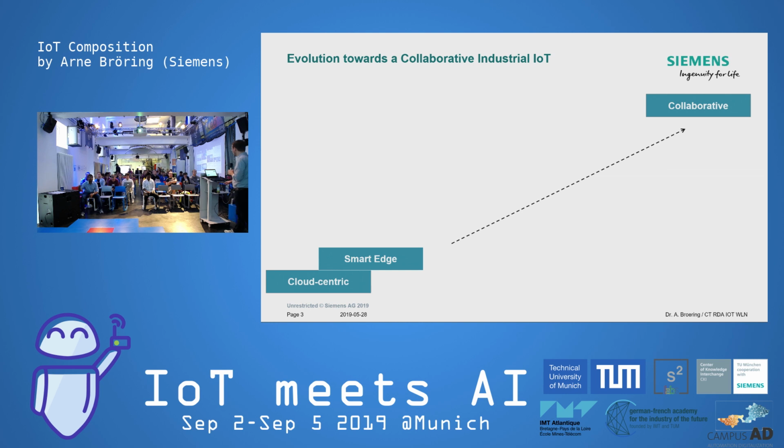Okay, so as you can imagine, this collaborative IoT is still quite some years down the line for us to reach. And I want to draw this path now with some more details. So I give you further building blocks in my talk that lie on this evolutionary path, starting with cloud-centric IoT, now smart edge, and then what I now call composable IoT.